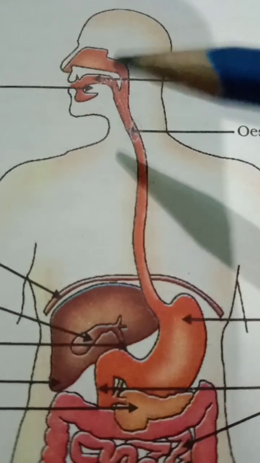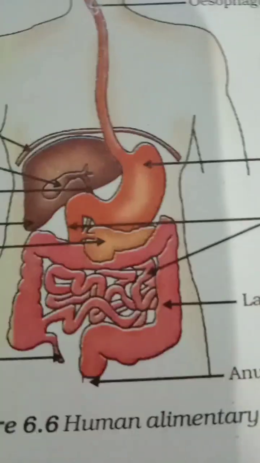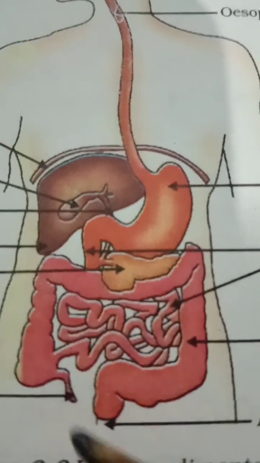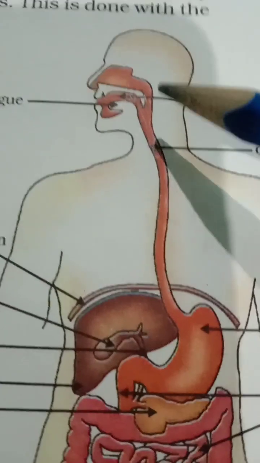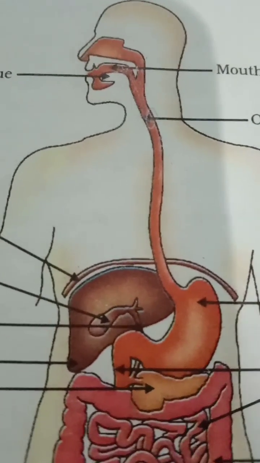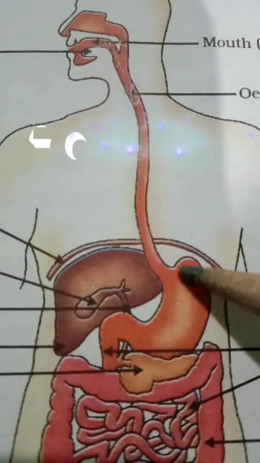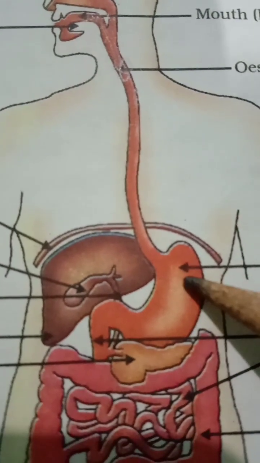Now remember, dear students, from the mouth till the last, that is the anus, it is an alimentary canal. It is one pipeline which transports from the mouth till the anus. So this bolus is now entering inside the stomach, the J-shaped structure called stomach. One of the important structures.